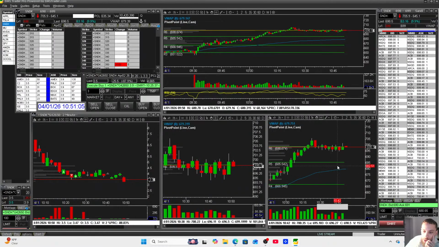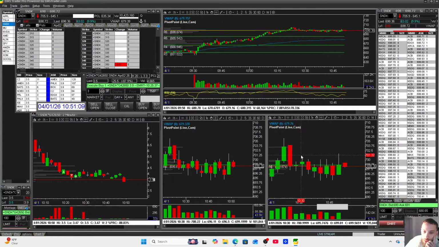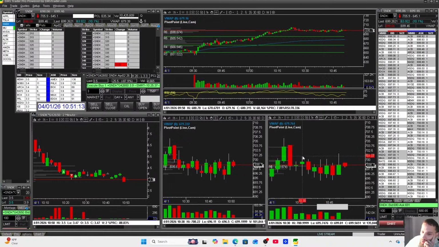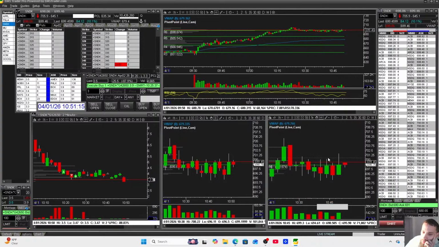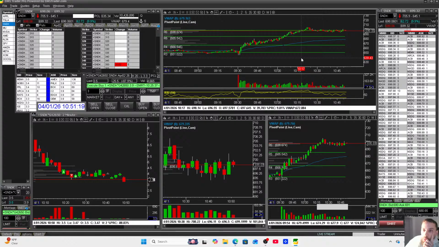Three-minute candle here. Squeezing out all these shorts. There's lots of shorts that had their stops in this area. Let's see what it's going to do. See if it's going to push up here.